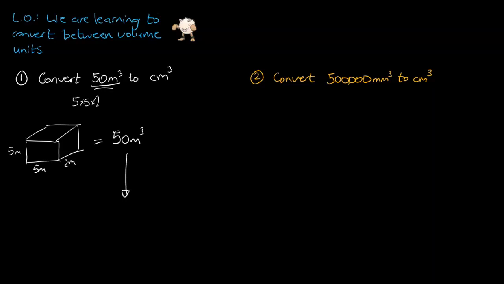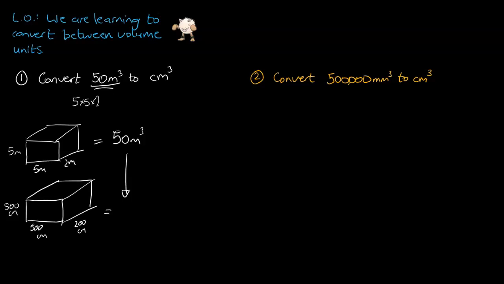Now what I'm going to do is I'm looking to convert all those measurements into centimeters cubed. So I'm going to draw my rectangular prism again, and I'm just going to change the units. So the height now, 5 meters becomes 500 centimeters. Same with the base, that 5 meters becomes 500 centimeters, and our depth becomes 200 centimeters.